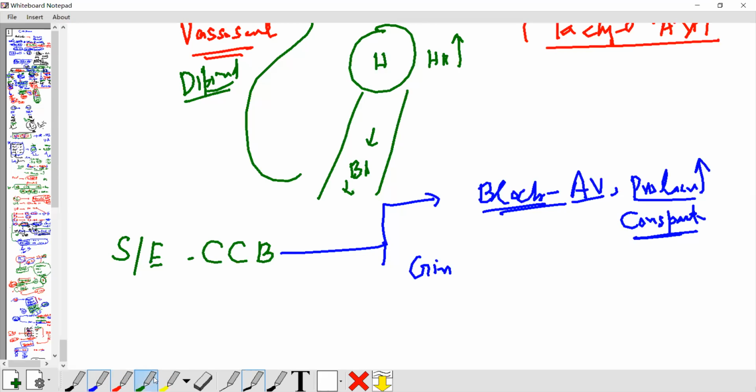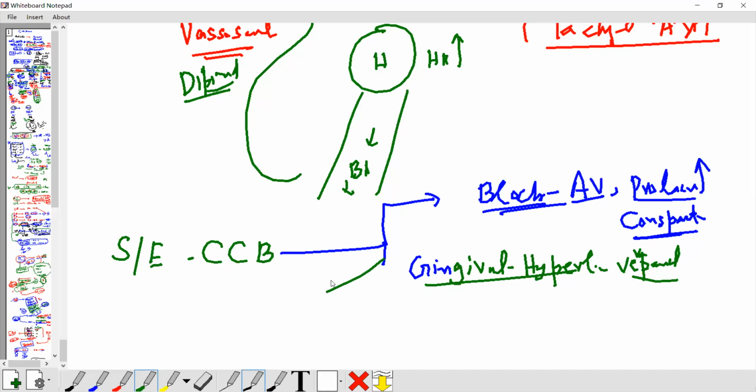If you remember any other drug causing gingival hyperplasia from the CNS last lecture: phenytoin. Phenytoin, yes, good. Gingival hyperplasia is also caused by calcium channel blockers, especially verapamil. Verapamil causes gingival hyperplasia.